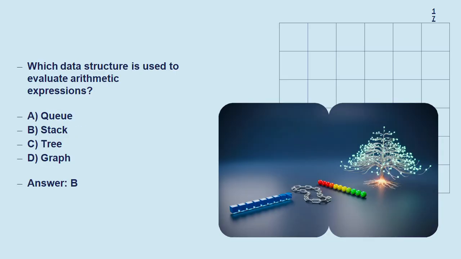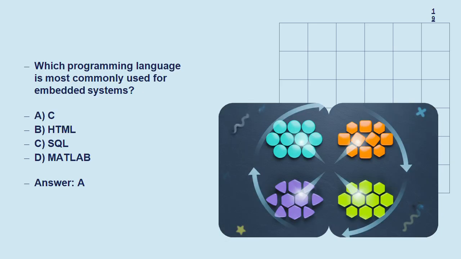Next question is: which data structure is used to evaluate arithmetic expressions? For this we use a stack. So the correct answer here is option number B. Next question is: which programming language is most commonly used for embedded systems? The correct answer here is the C language.